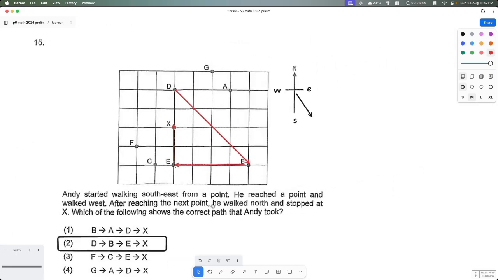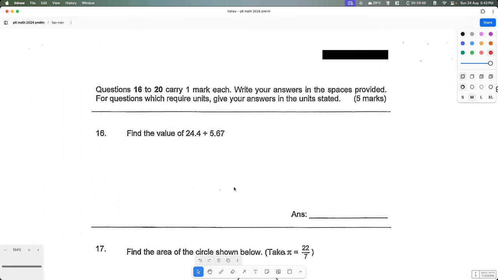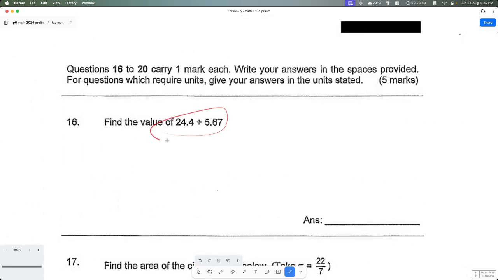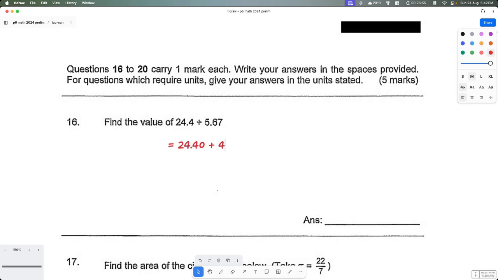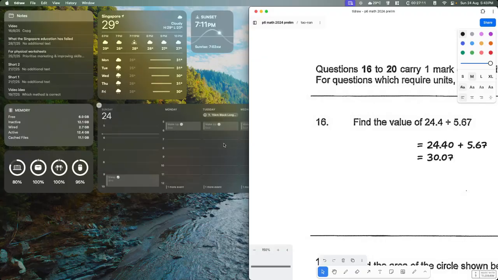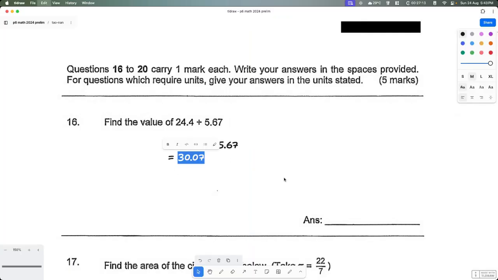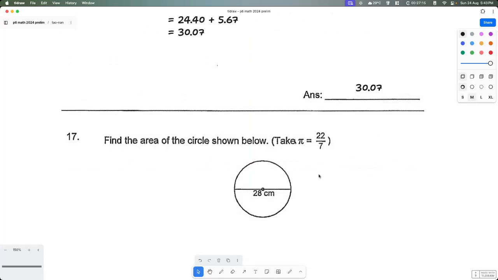All right, let's move on to question number 16. Right. So find the value of 24.4 plus 5.67. This is the same as 24.40 plus 5.67. Okay, so not 4 but 5. Okay, so in this case over here, this will then become 30.07 in this case. Okay, over here. Right, 30.07. Okay, let's move on to question 17.